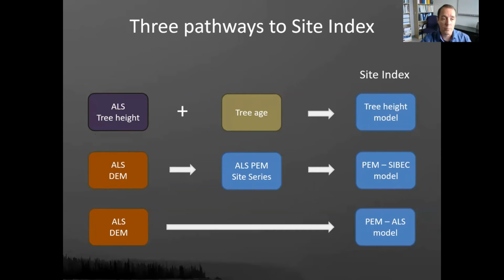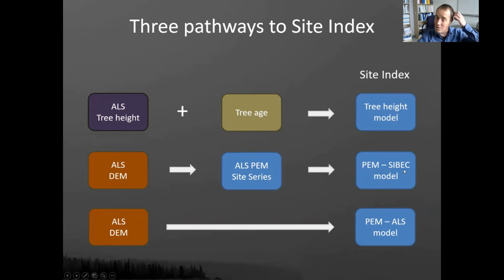The second framework that we wanted to compare was, again, using the ALS data, but here just using those DEM-derived variables. So not using anything about tree height, only using the landscape features. From those landscape features, we created a model to predict the site series, the predictive ecosystem map, which resulted in our site series estimation. And then once we had that site series estimation, we could then feed that data into our SiBEC model in order to get a site index estimation. So what I'll call the PEM SiBEC model.